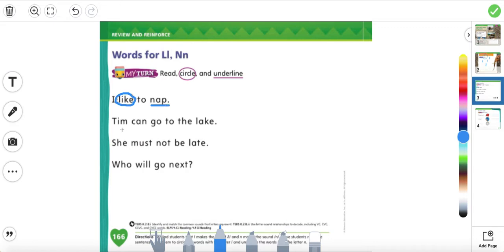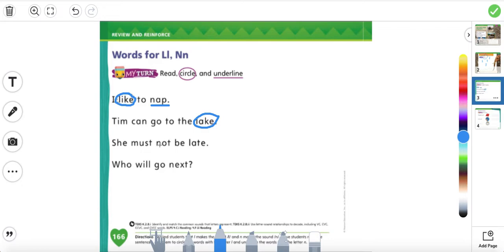Let's look at the second sentence. Tim can go to the lake. Do you see any words that begin with the L? Lake. Do you see any words that begin with the N? No. Okay, let's go to the next one.